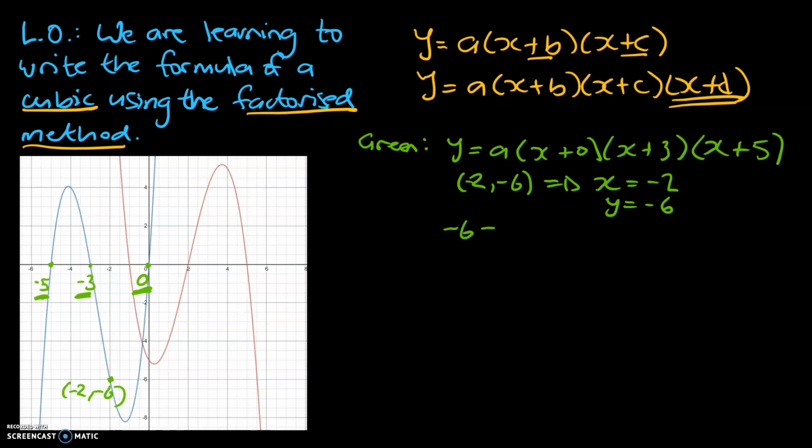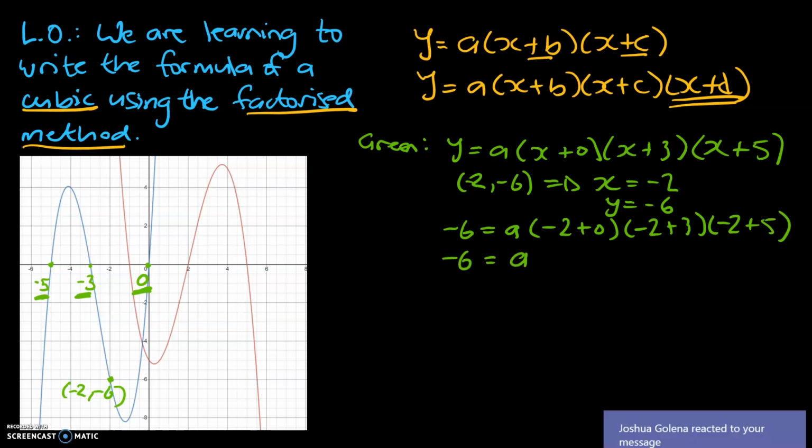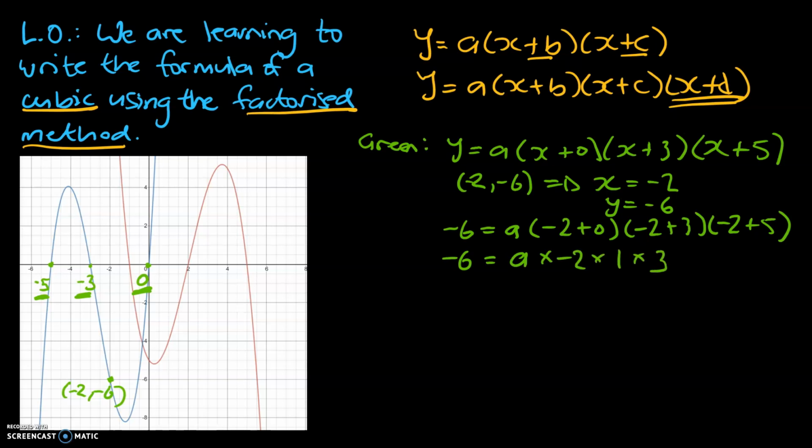So -6 is equal to a times (-2 plus 0), (-2 plus 3), and (-2 plus 5). Let's go through and simplify all those brackets. A times -2 times 1 times 3. That means -6 is equal to -6a. A will then be equal to -6 divided by -6. Therefore, a is going to be equal to 1.